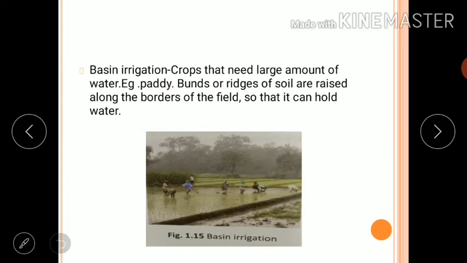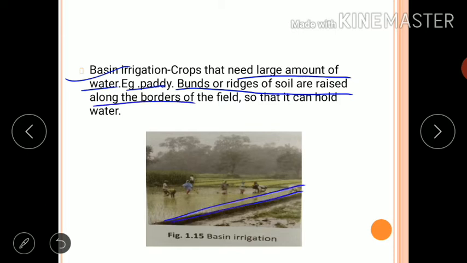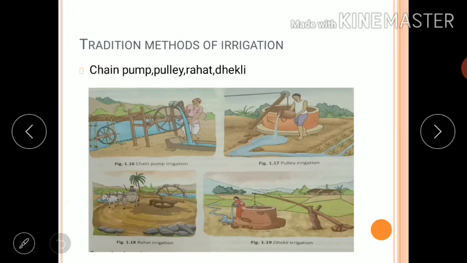Next is the basin irrigation system. Basin irrigation is a type of irrigation system which is used to water the crops that need a large amount of water, such as paddy. Bunds or ridges of soil are raised along the borders of the field so that it can hold the water. These were some of the irrigation systems that we recently used.